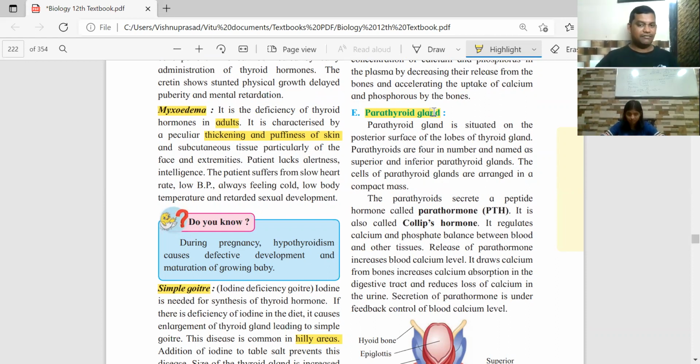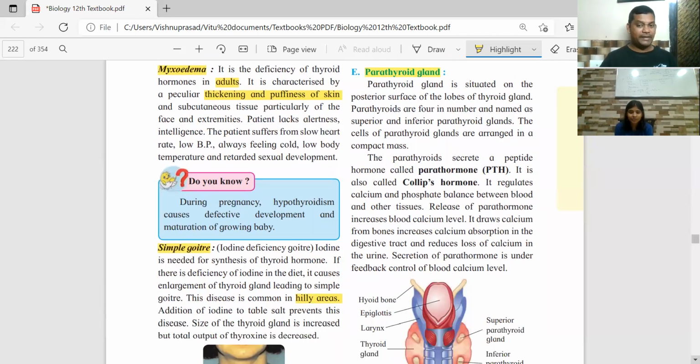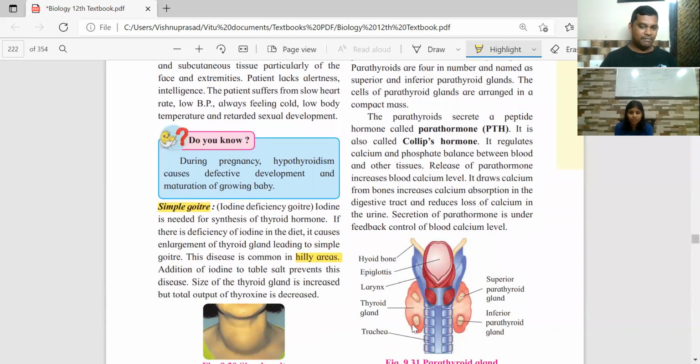Now, firstly, the location. Where are the parathyroid glands located? Thyroid is in the ventral side. If you turn it around, on the dorsal side are the parathyroid glands. Correct. Just behind the lobes of the thyroid, on the dorsal side. There are 4 parathyroid glands present. You can see these 4 small pimple-like structures.